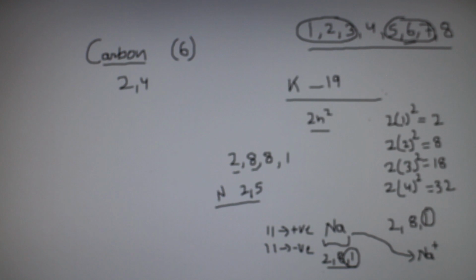Same with 6. Let's say for example oxygen. Oxygen has atomic number 8, so 2, 6 is the configuration. It will gain 2 electrons and get converted into O2 minus.